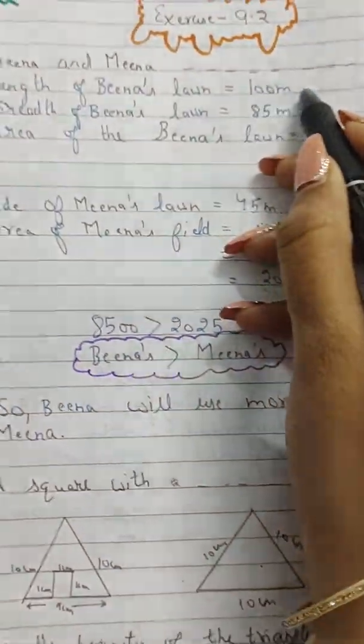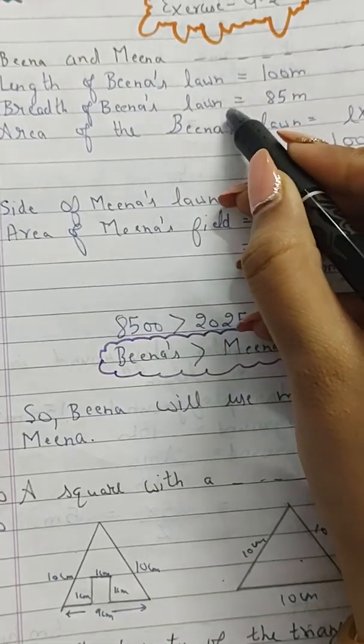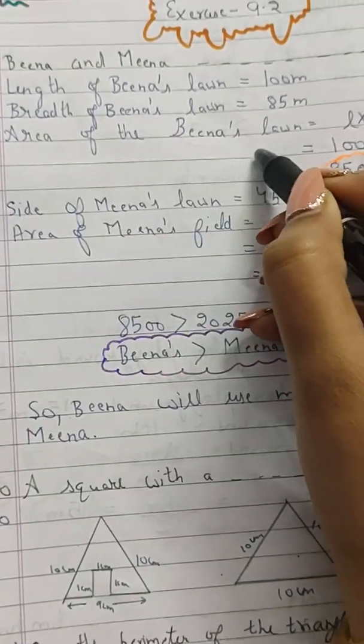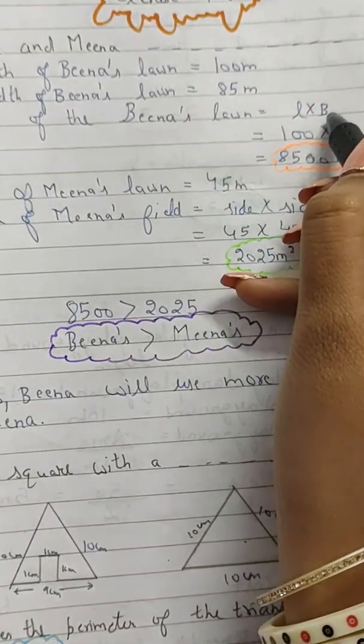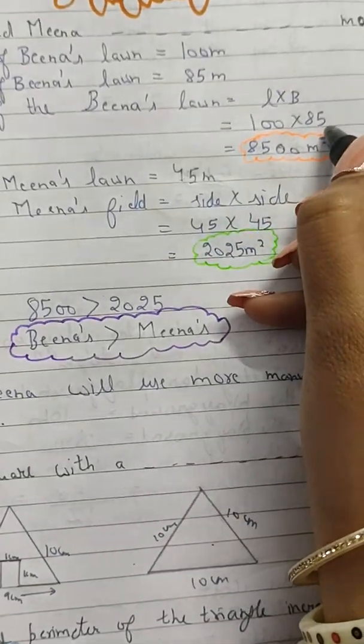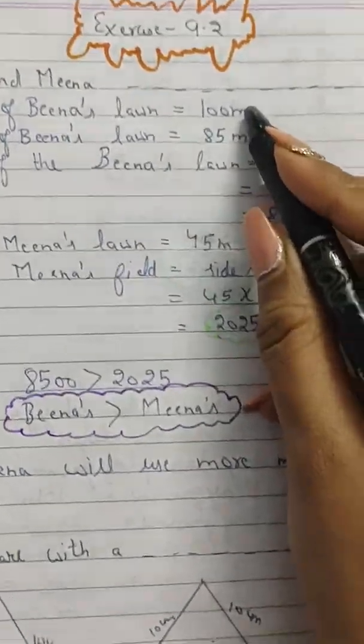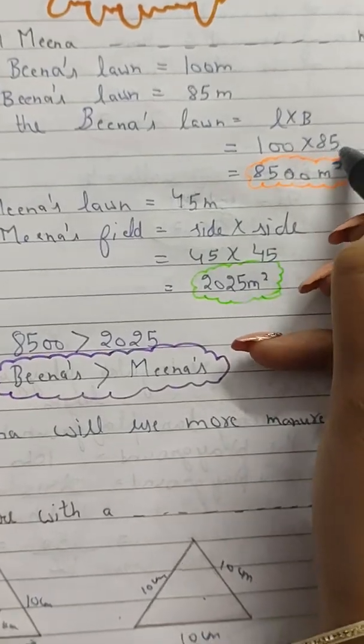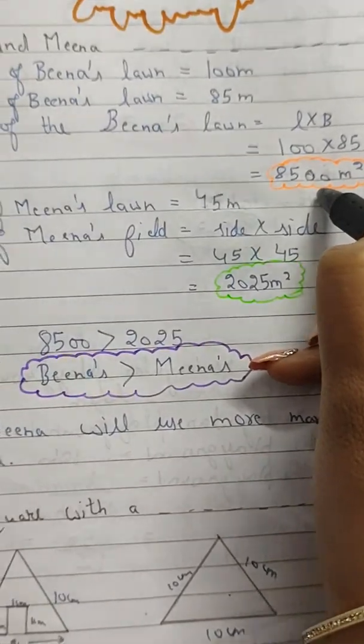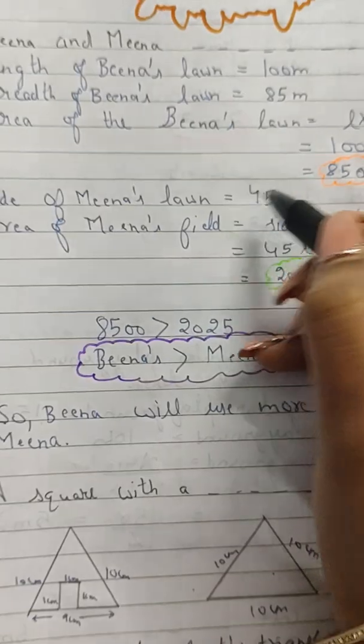Length of Bina's lawn is 100 meters. Breadth of Bina's lawn is 85 meters. Area of Bina's lawn is length into breadth, so 100 multiplied by 85, which is equal to 8500. Whereas the side of Meena's lawn is 45 meters.